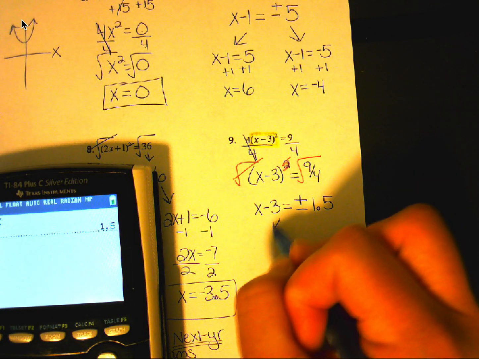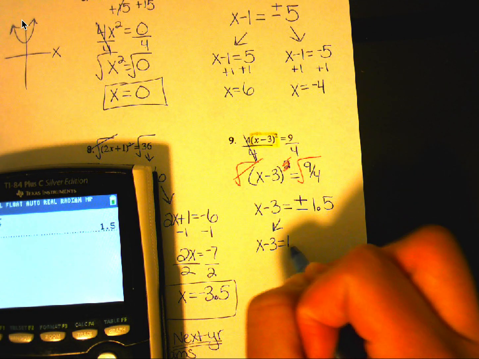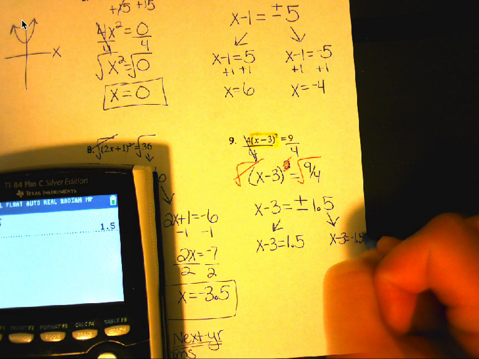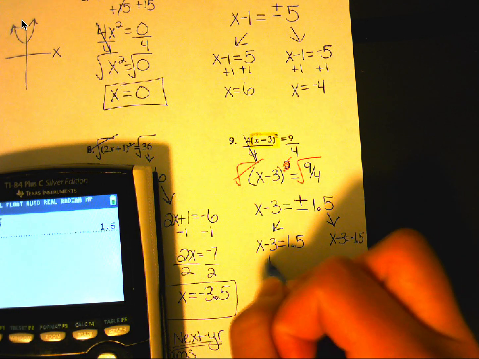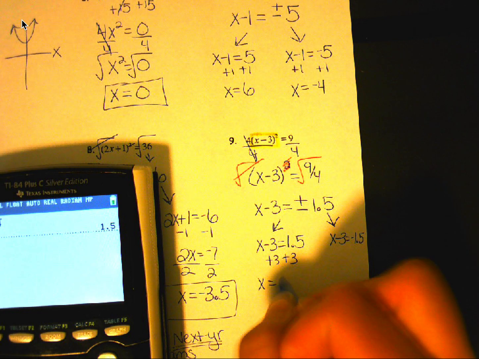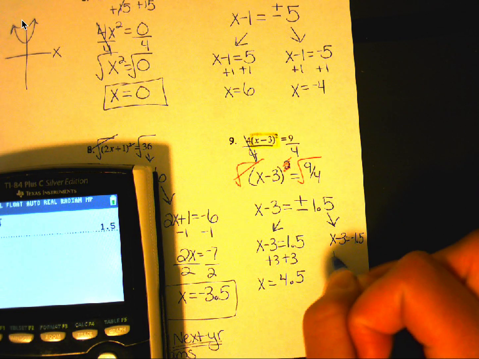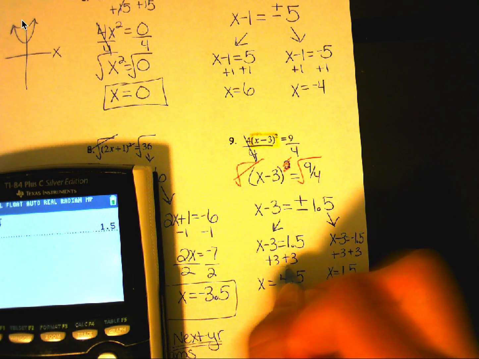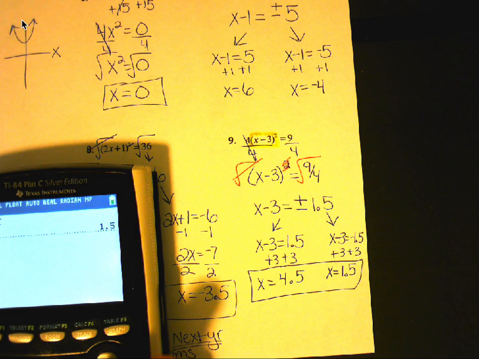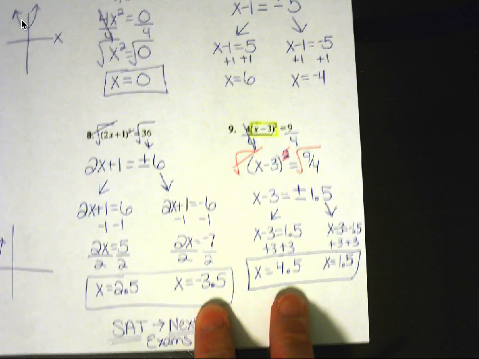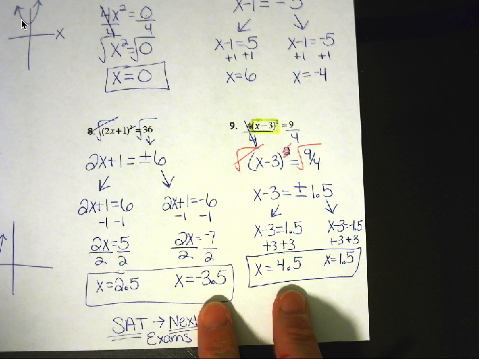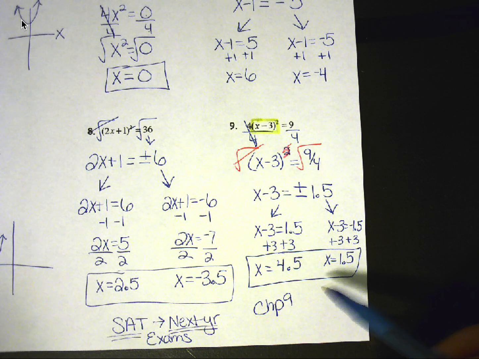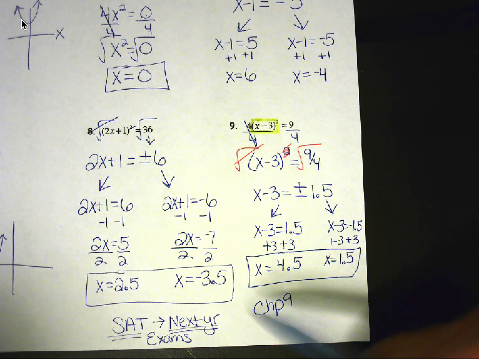Okay? So now we're going to have x minus 3 is equal to a positive, and we're going to have x minus 3 is equal to a negative. Okay, and now I'm going to move the 3 over, and I get 4.5, and I'm going to move the 3 over, and I get 1.5. And there are my two solutions. Now, are you noticing these last two problems were decimals? As we start to progress a little bit more through chapter 9, you're going to see quite a bit more decimals, okay? So just be ready for this.